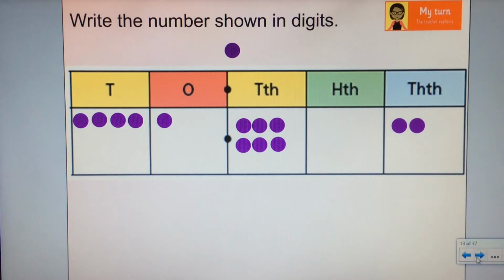Let's have a go at this one then. I have got 1, 2, 3, 4 tens, 1 one, decimal point, always remember that one. 1, 2, 3, 4, 5, 6 tenths, no hundredths, so I need to remember to put my placeholder 0 there to show there's no hundredths, and 2 thousandths.